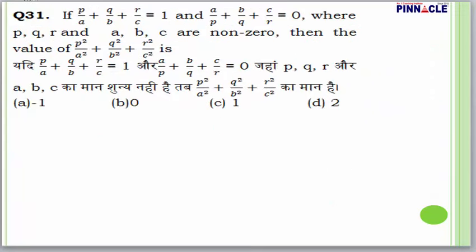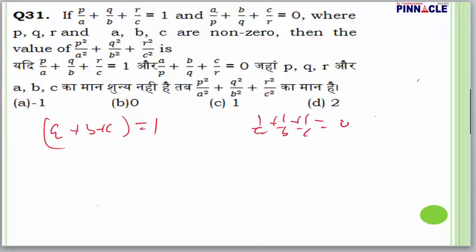Next question, question number 31. In this expression, you can consider A, B and C, A plus B plus C is equal to 1. Here it is given 1 by A, 1 by B and 1 by C is equal to 0. And then we have to find A square plus B square plus C square. What is the value of this? This is the question. We have put here P equals A, Q equals B. Why are we putting this here? So that it can be easy to understand. That's why we are putting it here.